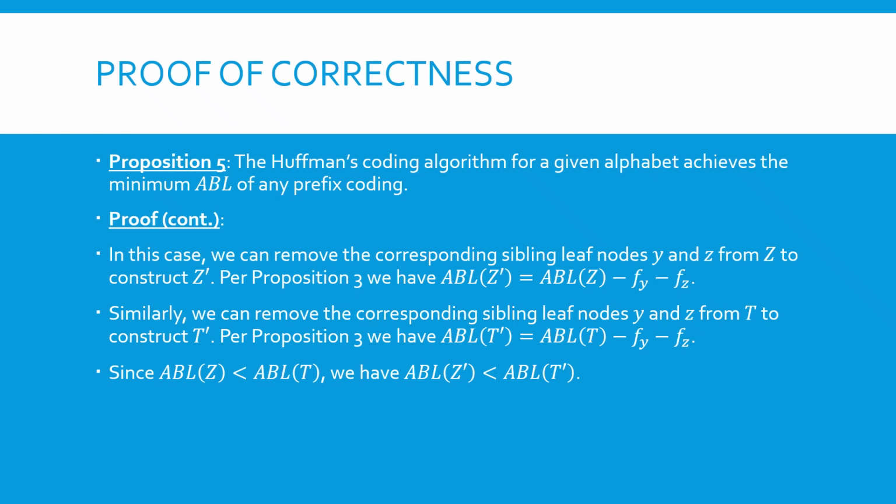Now consider the tree T. Since the Huffman coding algorithm also places the two lowest frequency symbols at the deepest leaf nodes, we can similarly remove these two leaf nodes to obtain a smaller tree, T prime. Again, by proposition 4, ABL of T prime equals ABL of T minus Fy minus Fz. Because ABL of Z is less than ABL of T, it follows that ABL of Z prime is less than ABL of T prime.